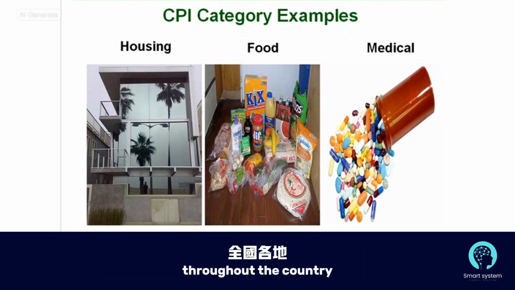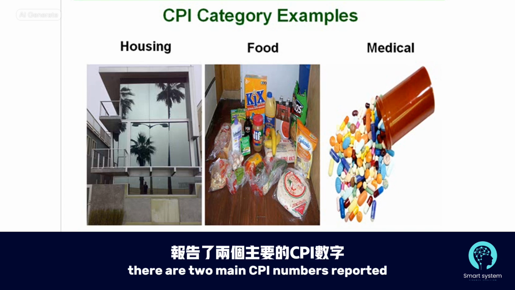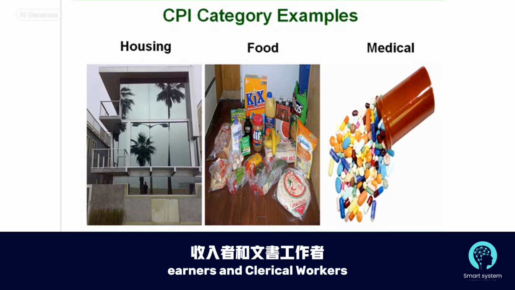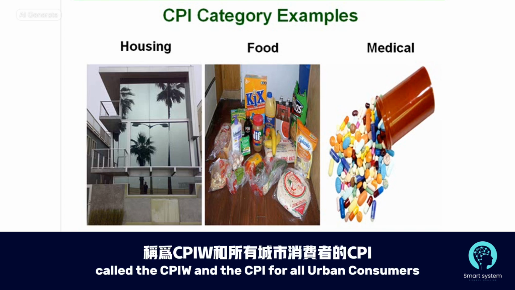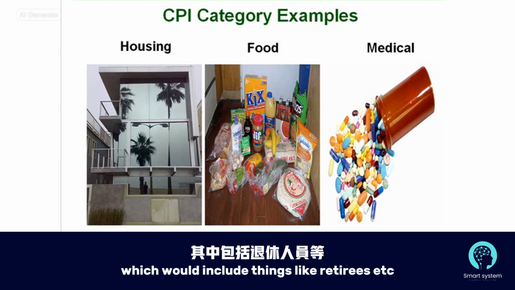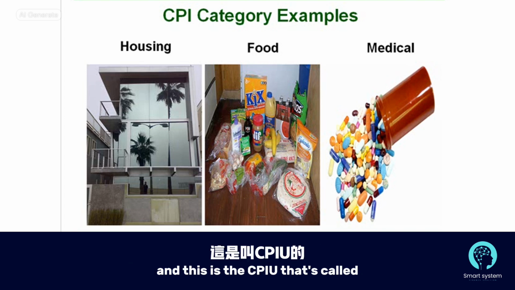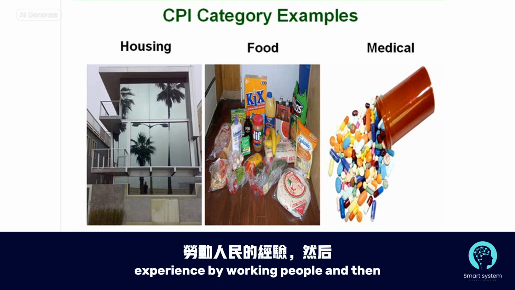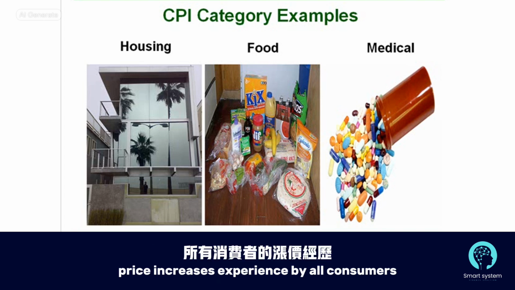There are two main CPI numbers reported, which are the CPI for urban wage earners and clerical workers, called the CPI-W, and the CPI for all urban consumers, which would include things like retirees, etc. And this is called the CPI-U, which basically gives two separate numbers for price increases experienced by working people and then price increases experienced by all consumers.